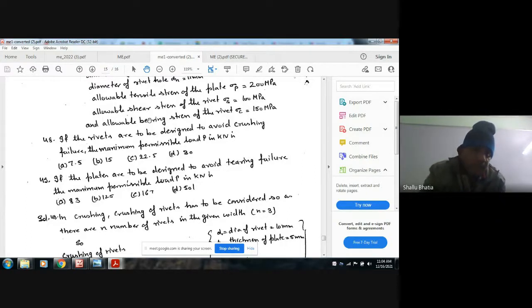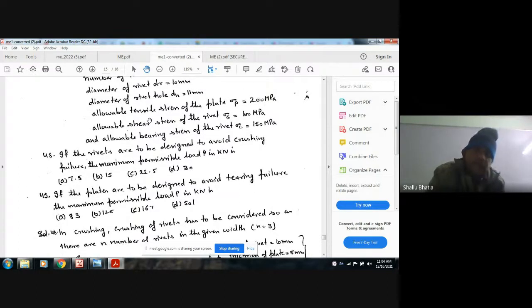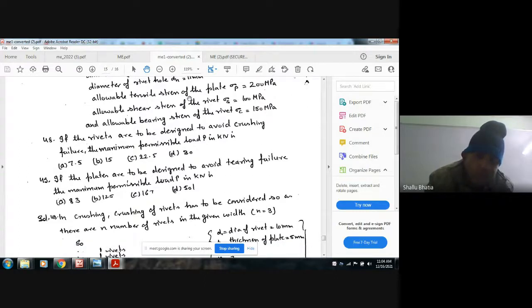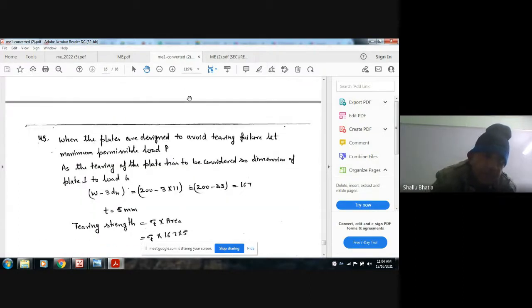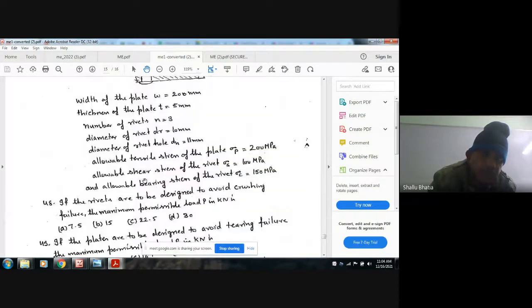Now, if the plate is to be designed to avoid tearing failure, what is the maximum permissible load? Now, the tearing will take place in the plate, and in the plate we have made holes of diameter 11 mm. So the strength of the plate is weakened by these holes. The number of rivets is 3.